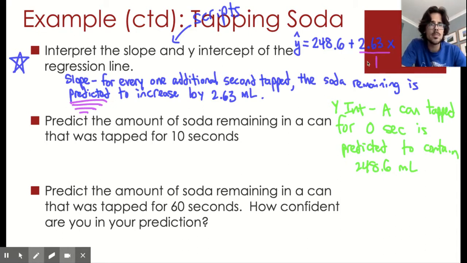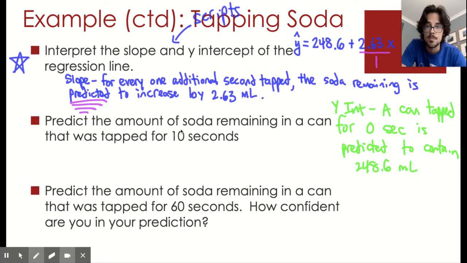And then the y-intercept is pretty much a similar thing. You guys should know that the y-intercept is when x is 0. So if you plug in a 0 for x, you'll just get this number for y. And that is a can tapped for 0 seconds. And it's predicted that it'll have this much soda left in it. So just think about this algebra style, but make sure you use the word predicted when you explain it.